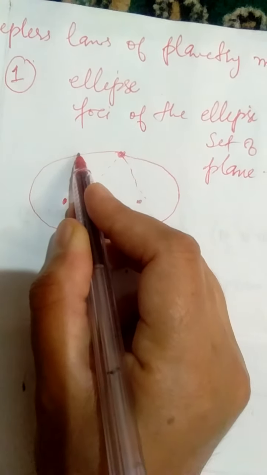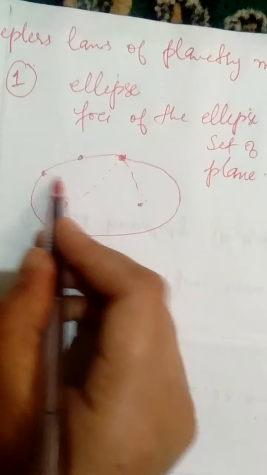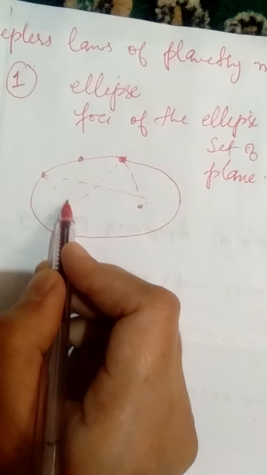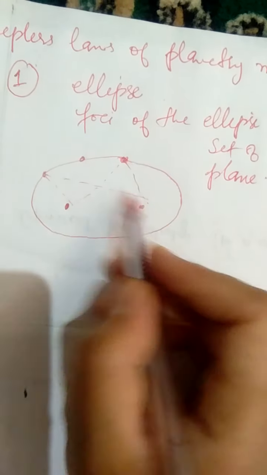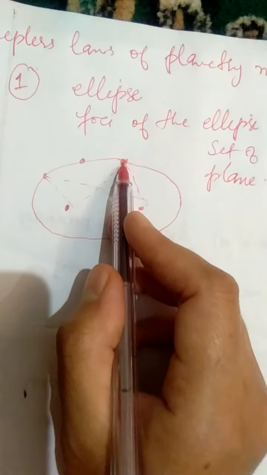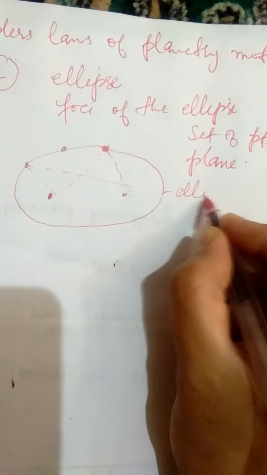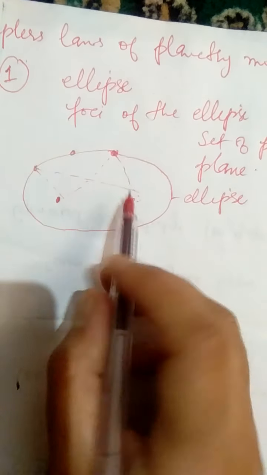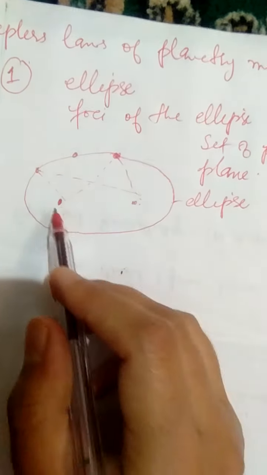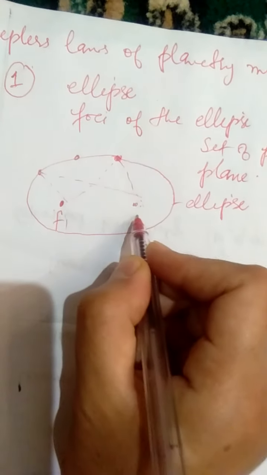So whether this point is here or here or here, the sum of its distances from these 2 points is constant. Then the kind of figure that it draws in the plane is called an ellipse. And these 2 points, with respect to which we have measured the distance of this moving point, are called foci. That is the plural of focus. So this is focus 1 and this is focus 2.